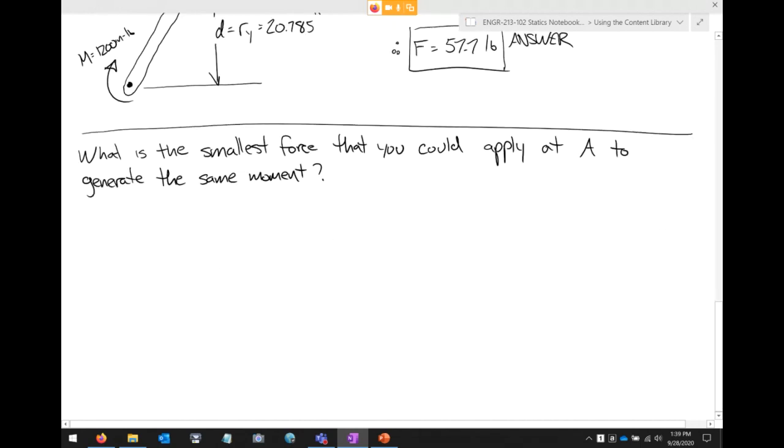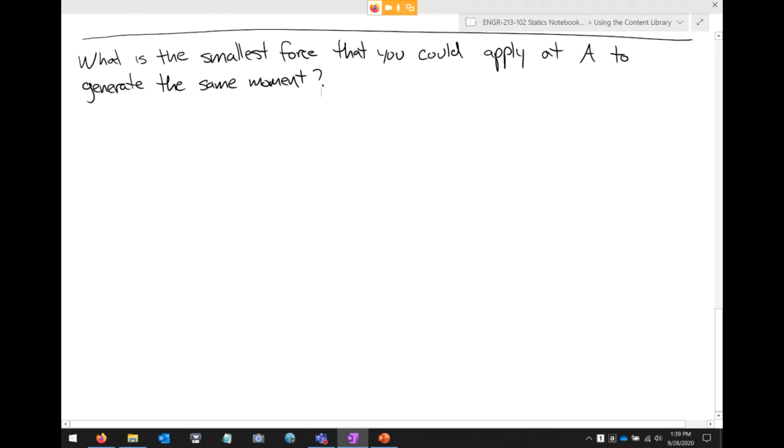What's the smallest force that you could apply at A to generate the same moment? And I'll tell you, this one looks harder than it really is. And let me explain why. So what's the hardest force you could, or the smallest force you could apply at A? Not hardest. Okay. So here's the point.